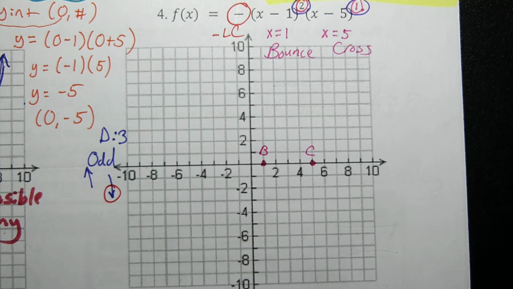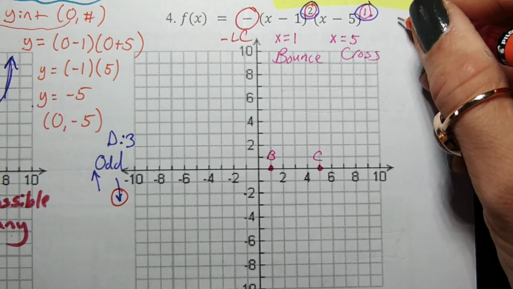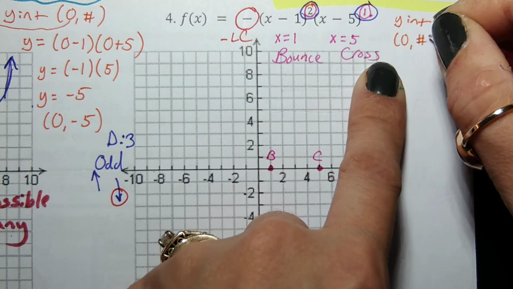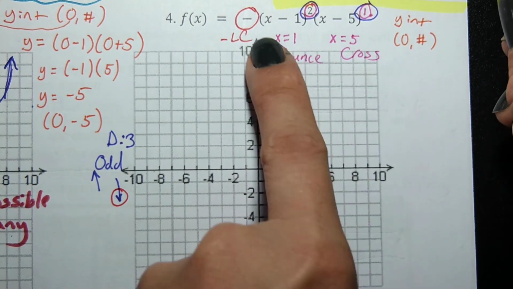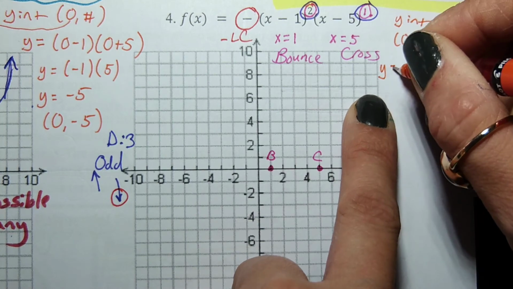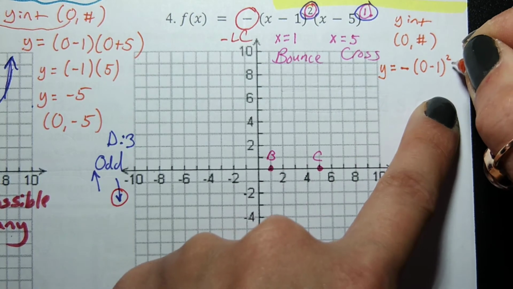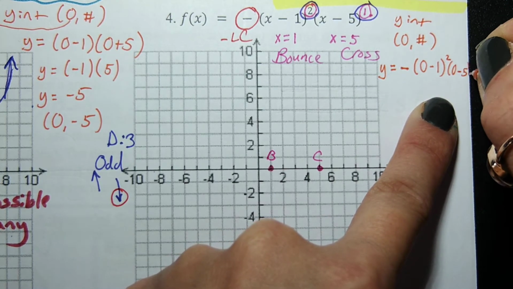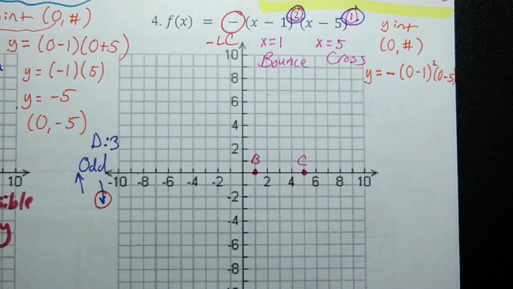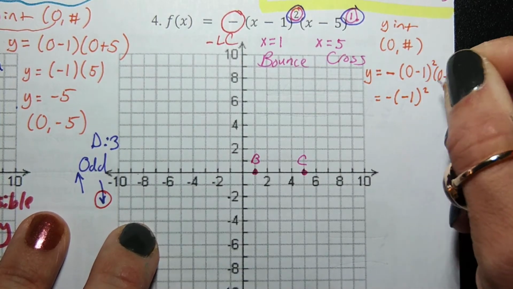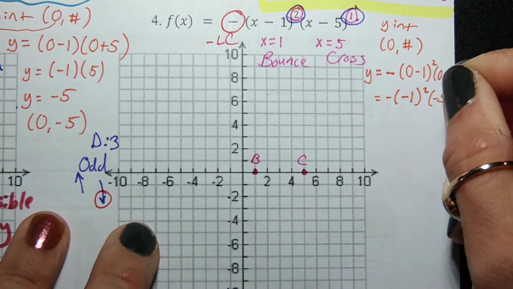Let's find the y-intercept. My y-intercept is 0 and a number. So we're going to take 0 and plug it in everywhere we have an x. So y equals negative (0 minus 1) squared times (0 minus 5). And we're right back at it with PEMDAS. We start inside the parentheses first. So 0 minus 1 is negative 1. 0 minus 5 is negative 5.